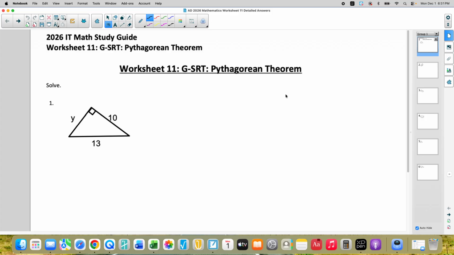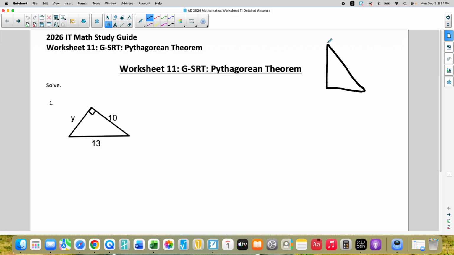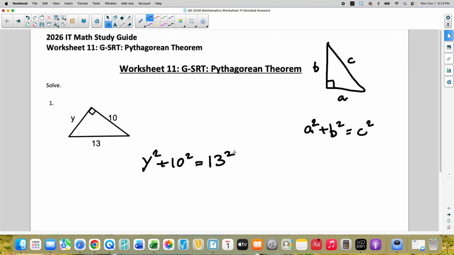The Pythagorean theorem states that in all right triangles, the legs, we'll name them a and b, the legs of the right angle, and the hypotenuse, the sum of the squares of the legs will always equal the square of the hypotenuse. So this is a leg, this is a leg, this is the hypotenuse. So we have y squared plus 10 squared equals 13 squared. So y squared plus 100 equals 169.